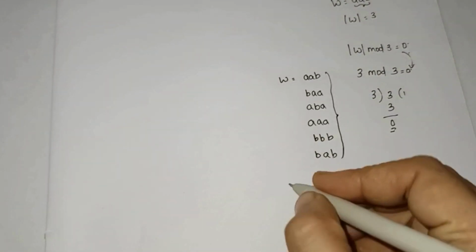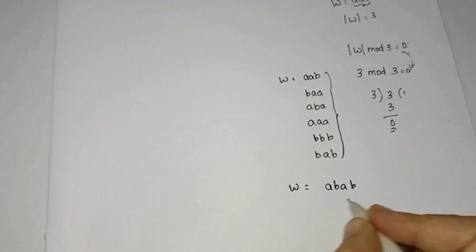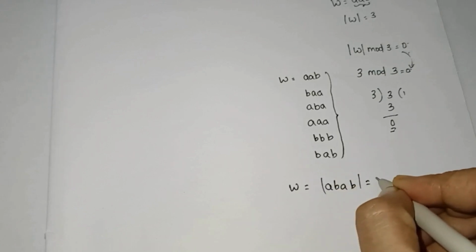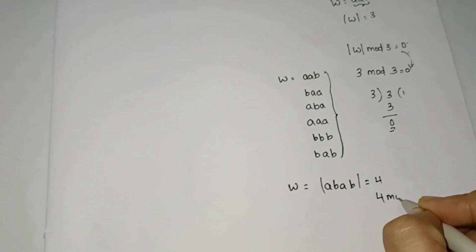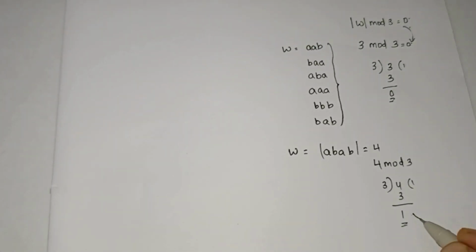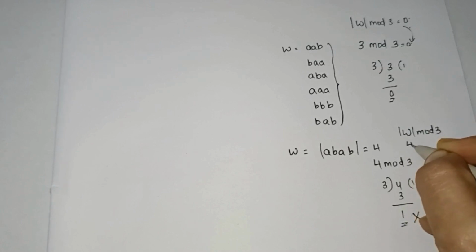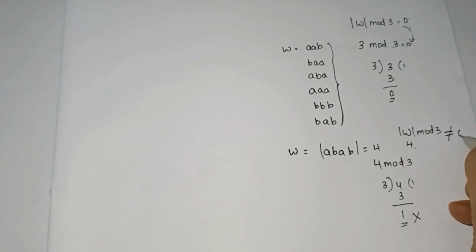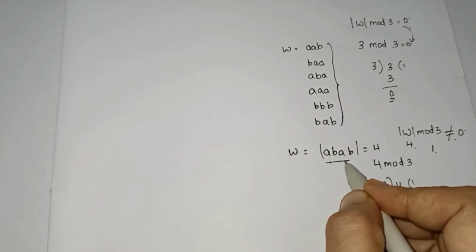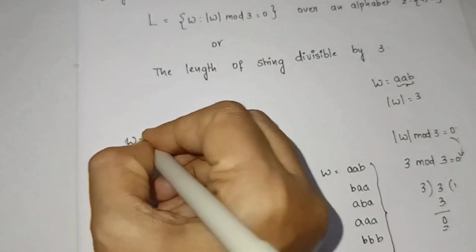Suppose I have taken W equals to ABAB. What is the length of this string? The length of the string is 4. If I take 4 modulus 3, 3 ones are 3, and the remainder I am getting is 1. So 4 mod 3 is not equal to 0 because it is 1. So we can't take a string of length 4. We have to take strings whose length is divisible by 3.